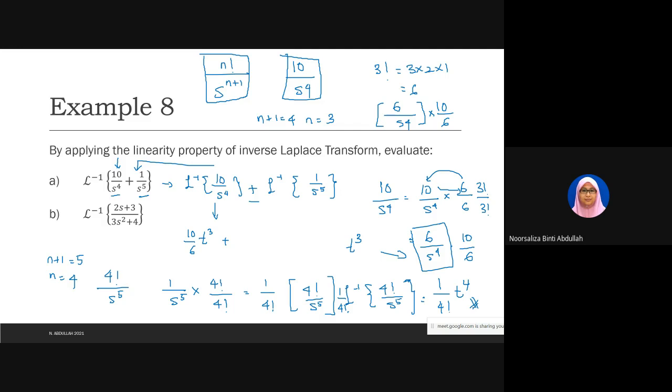Okay, so 4 factorial, what is 4 factorial? 4 factorial is 4 times 3 times 2 times 1. It's actually equal to 4 kali 3 kali 2 kali 1, 4 kali 3, 12, 12 kali 2, 24. So equals to 1 over 24 t kuasa 4. This one you boleh pemudahkan kan? 10 per 6, you pemudahkan 5 per 3.